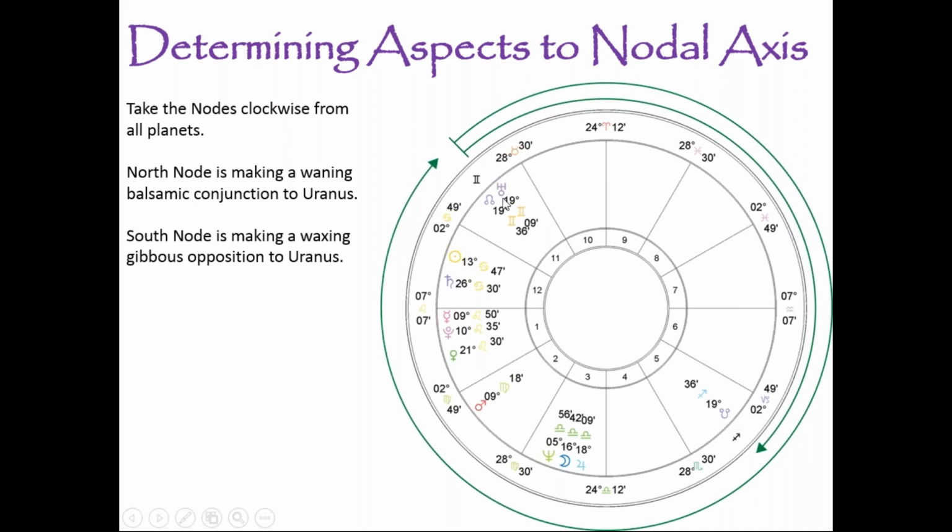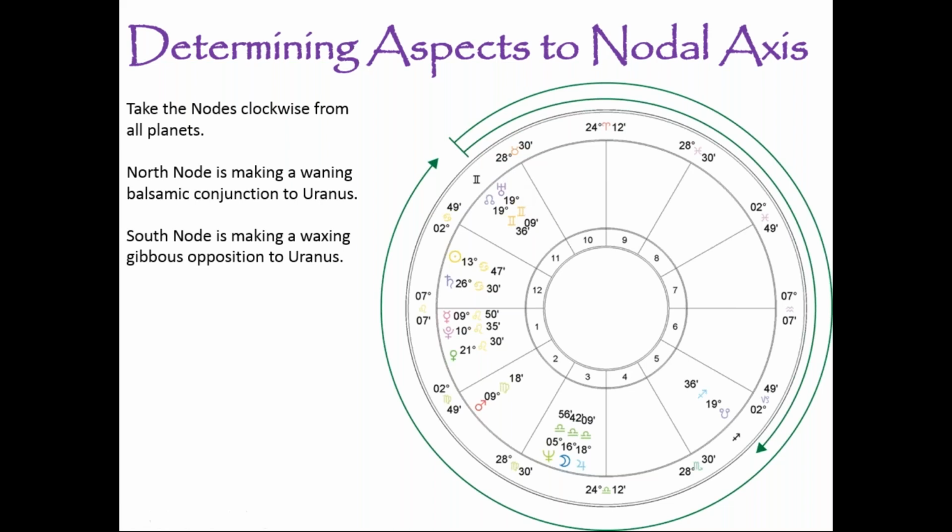If we look at Uranus to the North Node, you start with Uranus. Here we use the outer circle. We go all the way around. And the North Node is a balsamic conjunction to Uranus. If the North Node was over here at 18 degrees Gemini, it'd be a new phase conjunction.